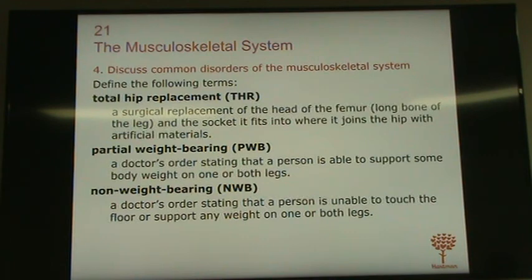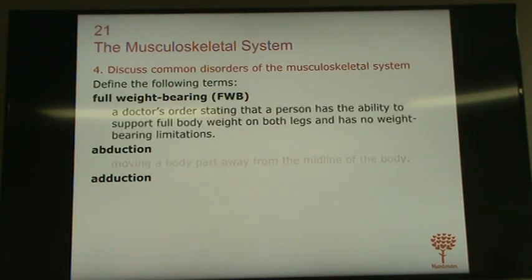Partial weight bearing is when somebody can bear weight on one leg. And at least when they get out of bed, they can put weight on one leg and get on the wheelchair with assistance. Non-weight bearing means they cannot put any kind of weight on themselves at all. It means if they need to be transferred, it has to be completely from the bed straight to the chair with none of your body part touching the ground. Which means you're either going to use a lift or you ask for help. Full weight bearing means they can put weight on both legs.